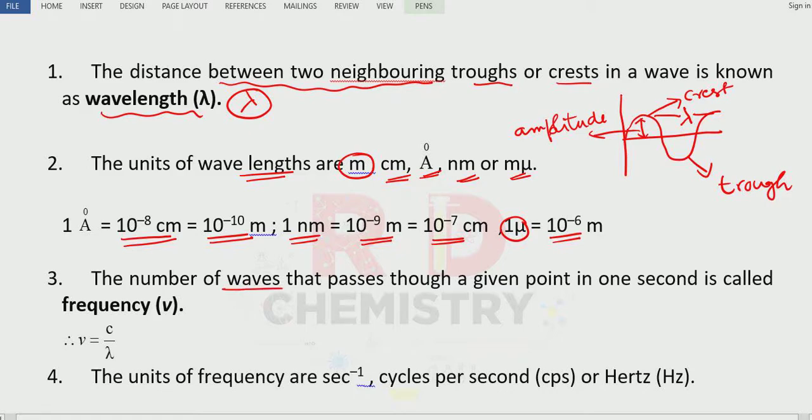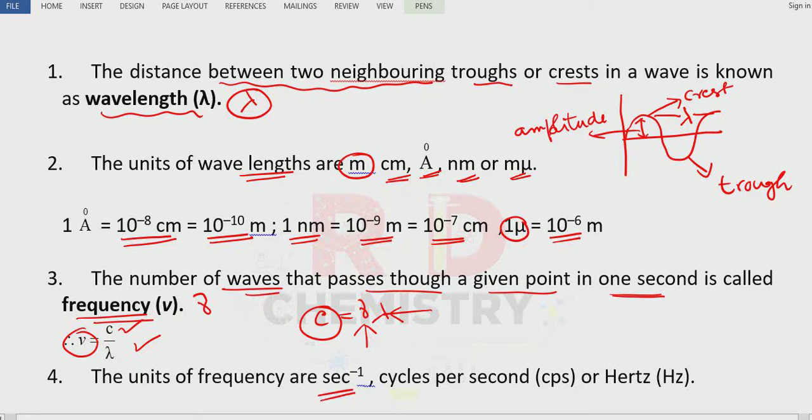The number of waves that pass through a given point in 1 second is called the frequency. The frequency symbol is nu. So we have the formula c is equal to nu into lambda. c is the velocity of light, nu is the frequency, lambda is the wavelength. Therefore, nu is equal to c divided by lambda. Now, what is the unit of frequency? Frequency is in second inverse, or cycles per second, CPS, or in terms of hertz.